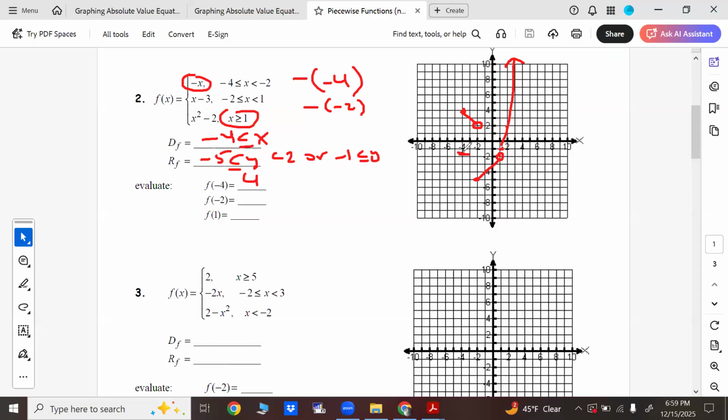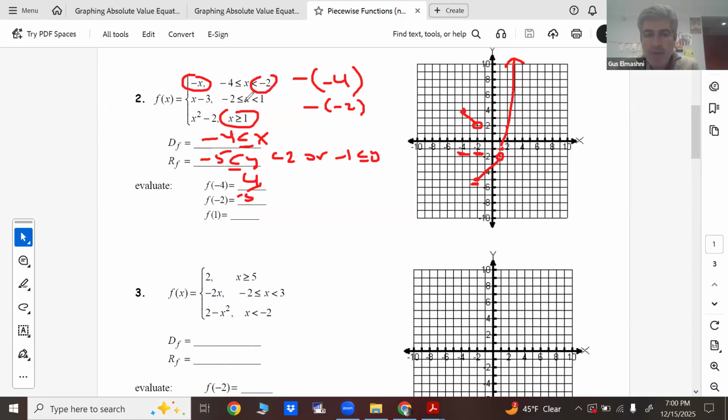How about -2? When x is -2, what's the y value? Well, there's a hole there, so it's got to be down at this place. Negative 5. Right. And also look at the equation too. -2 is not included here. It's included here, so you gotta go with this one.